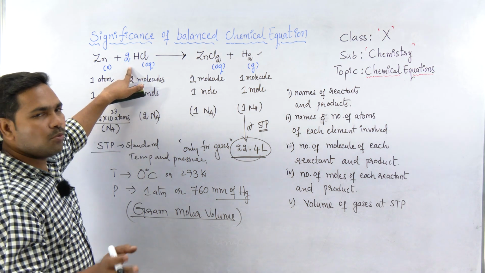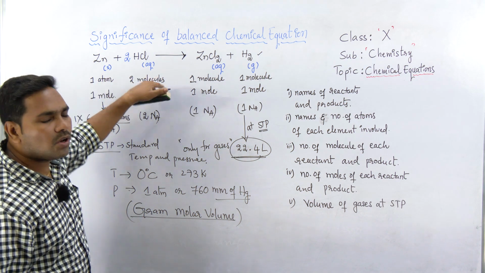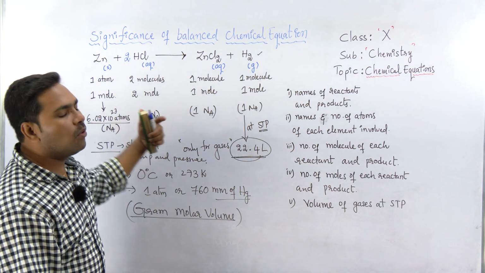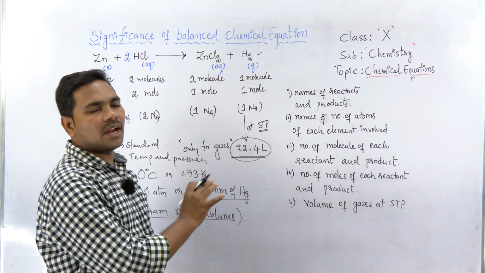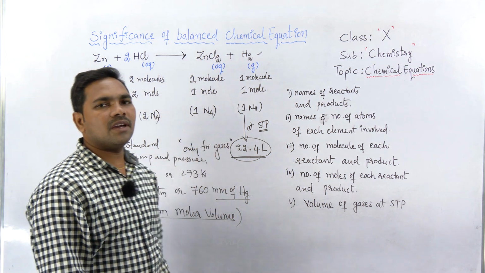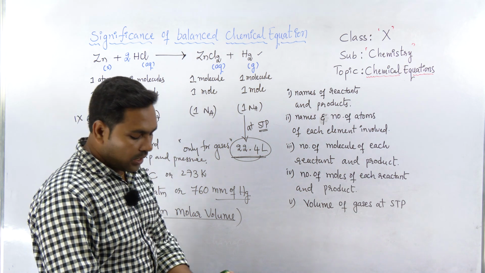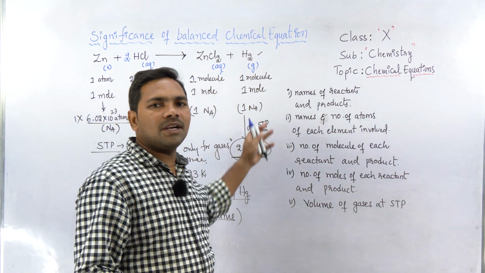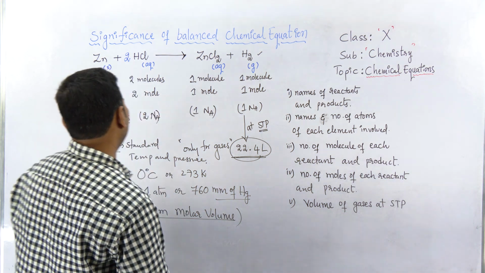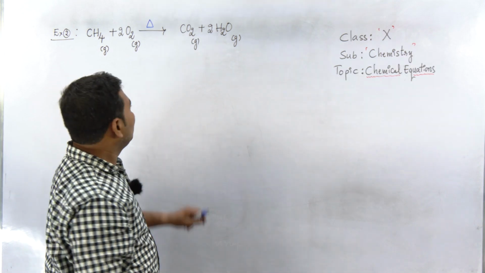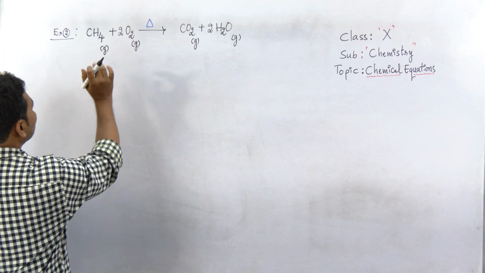Let us see here once more. This equation gives us all this information: number of atoms or molecules of reactants and products, number of moles of reactants and products, number of particles present in given moles of reactants and products, or volume of the gaseous reactants and products at STP is also understood from this equation. Now let us see one more example and understand all these terms, and how we can interpret a given chemical equation and what more information we get from it.